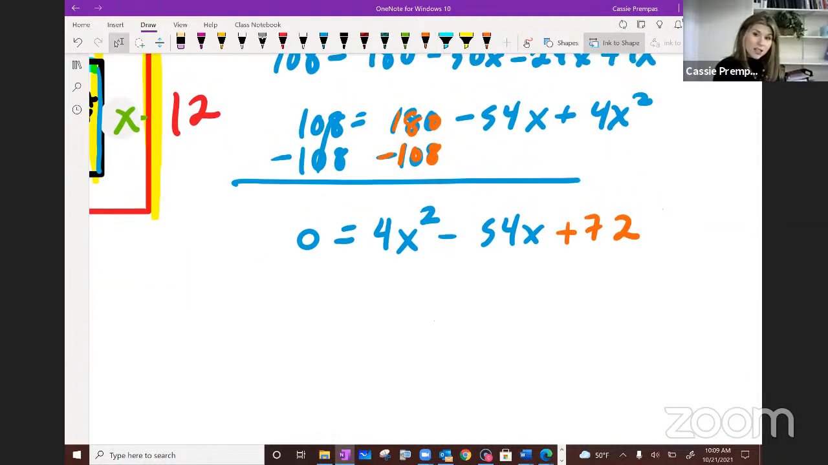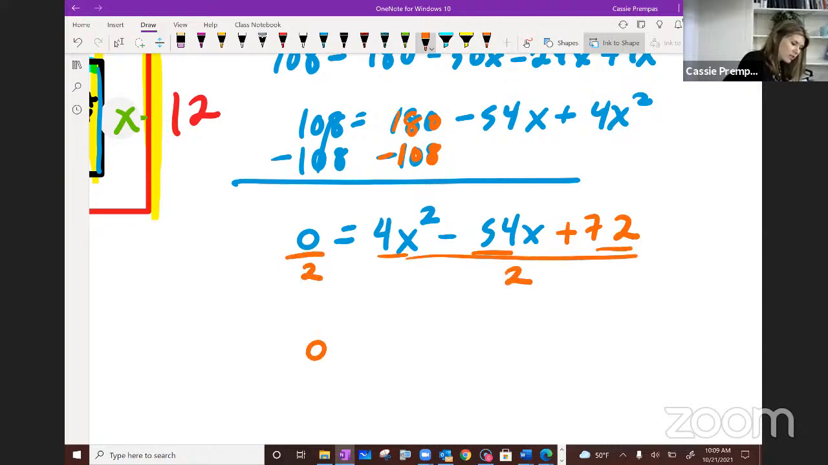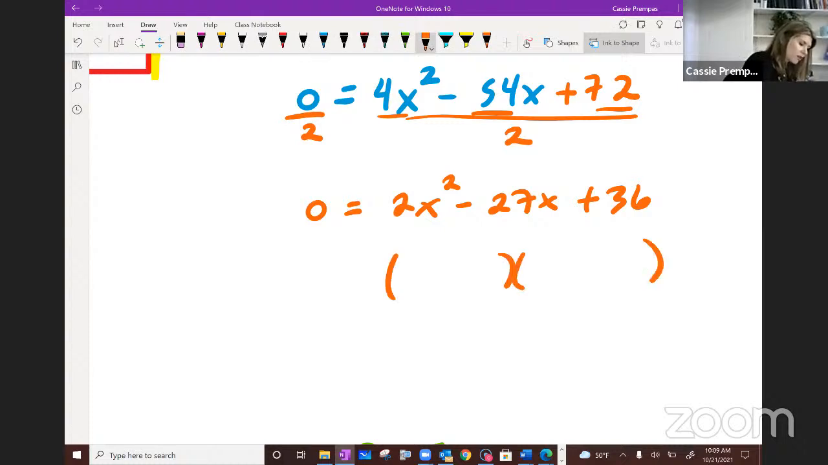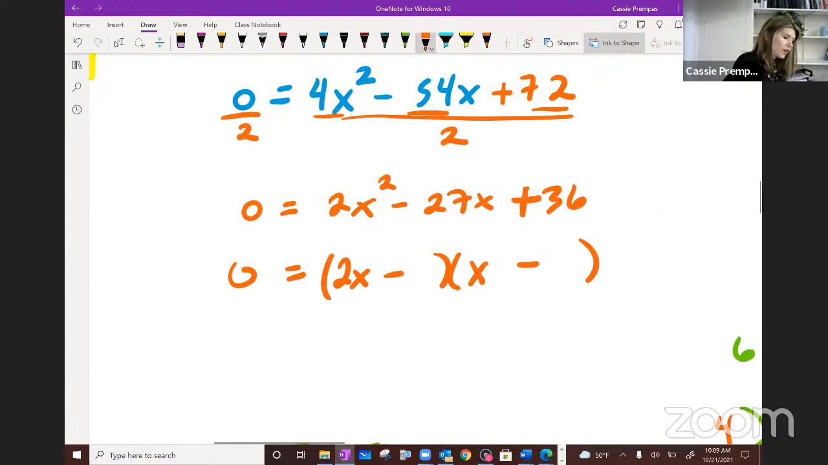First step in factoring is to take out a GCF. Since I see that all of these can be divided by 2, I'm going to divide this by 2 and this by 2 to give me 0 is equal to 2x squared minus 27x plus 36. Then my favorite part is factoring. The last term is positive, so I know that tells me that I'm going to have the same signs as the middle term, minus and minus. 2x times x would give me 2x squared.